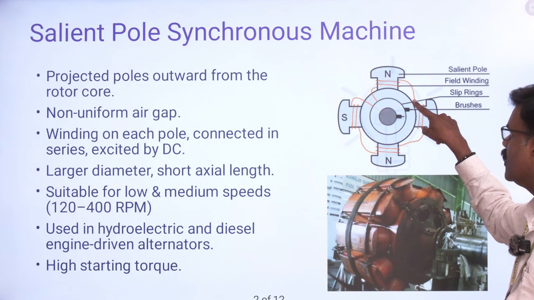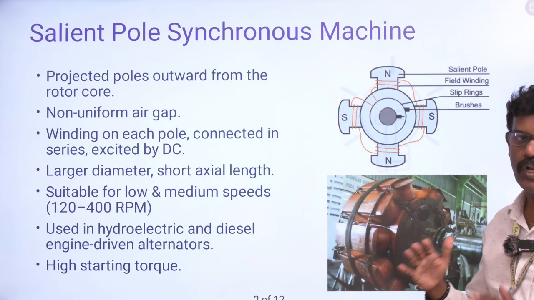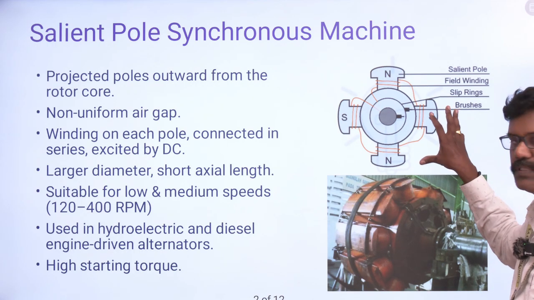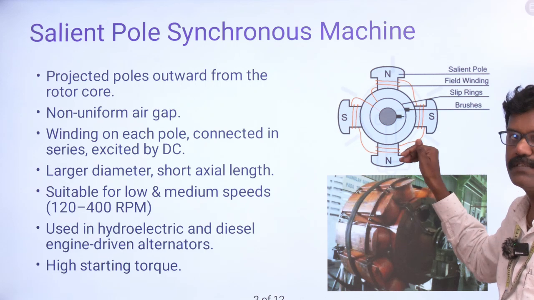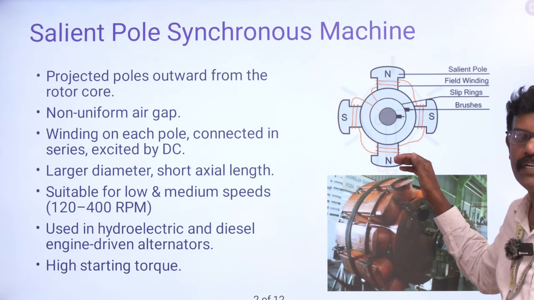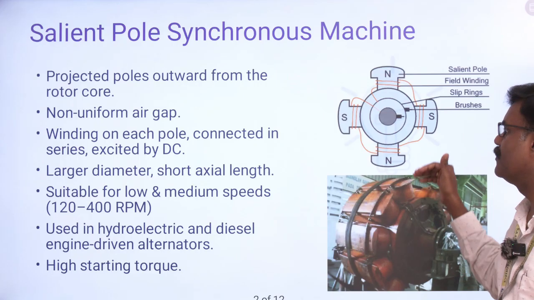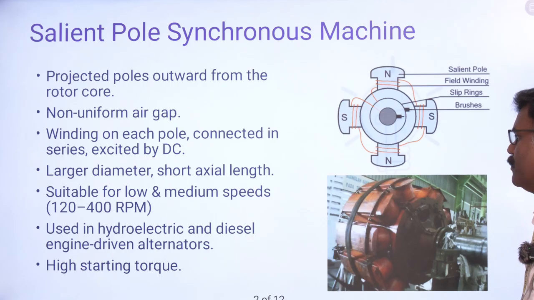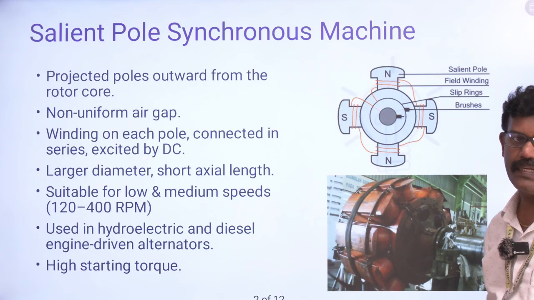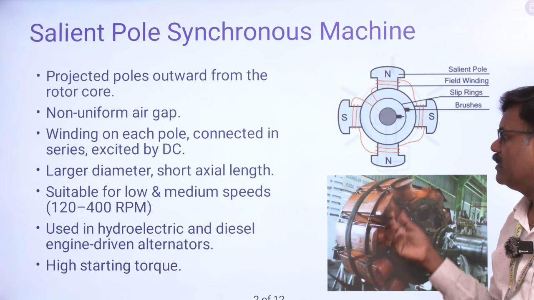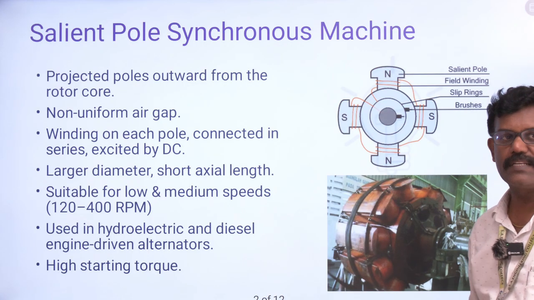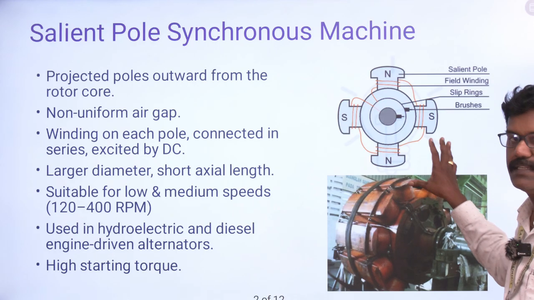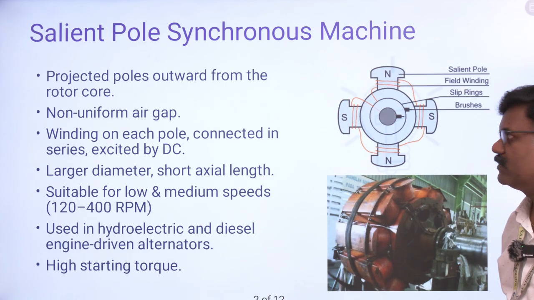This type of rotor has a large diameter and less axial length. Due to this construction, it is suitable for low and medium speed machines, with speed from 120 to 400 RPM. So due to this low speed, the rotor is used in hydroelectric and diesel engine driven synchronous machines, and it has very high starting torque.